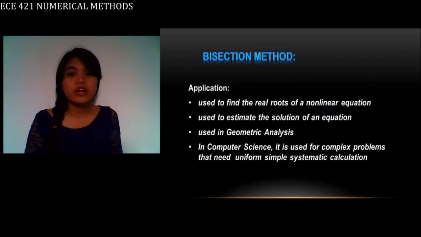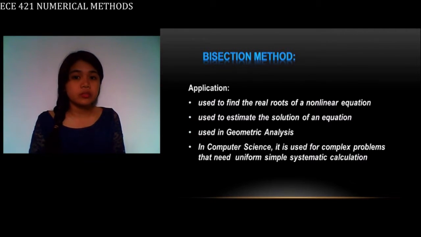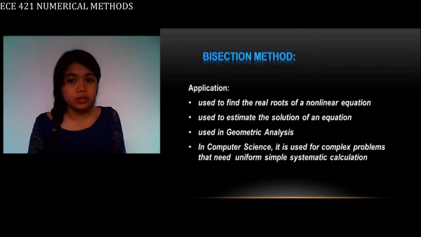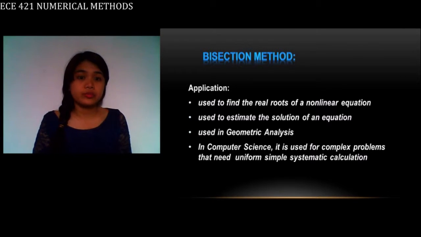Applications: used to find the real roots of a nonlinear equation, used to estimate the solution of an equation, used in geometric analysis and computer science. It is used for complex problems that need uniform, simple, systematic calculation.